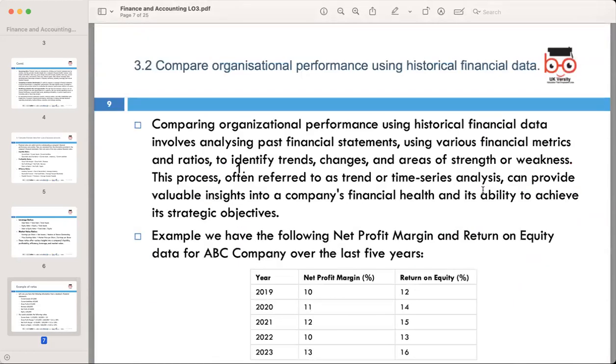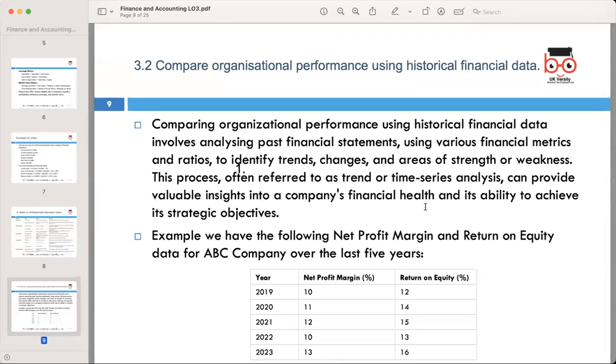So, compare organizational performance using historical financial data. Comparing organizational performance using historical financial data involves analyzing past financial statements, using various financial metrics and ratios to identify trends, changes, and areas of strength or weakness. This process, often referred to as trend or time series analysis, can provide valuable insight into a company's financial health and its ability to achieve its strategic objectives.